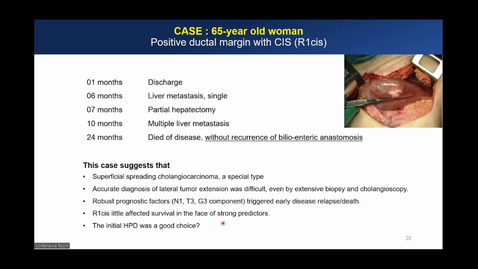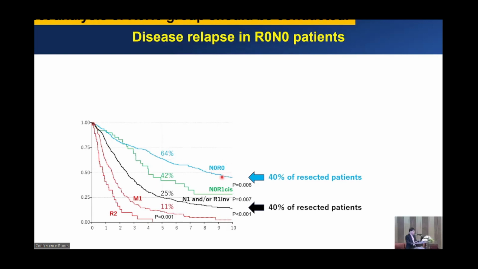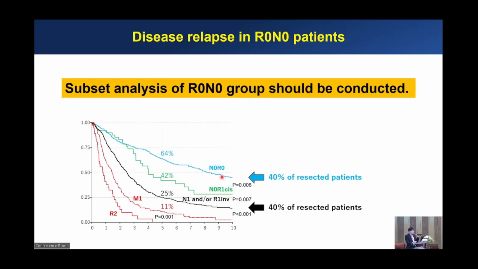This is a question. So again, we show the same scheme like this, but we caution that disease relapse occurred in the group of M0 and R0 patients. So subset analysis of the R0 group should be conducted for further assessment.